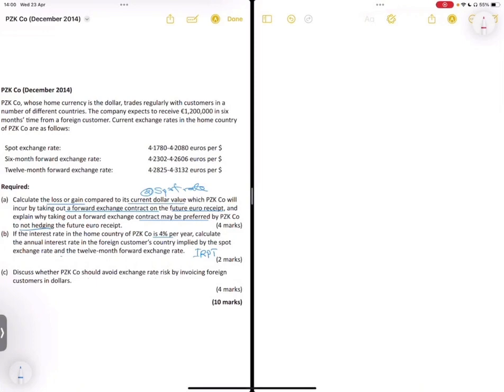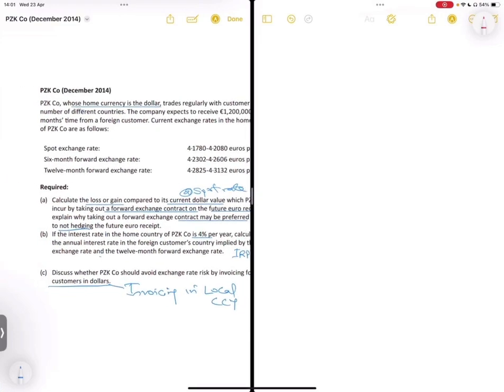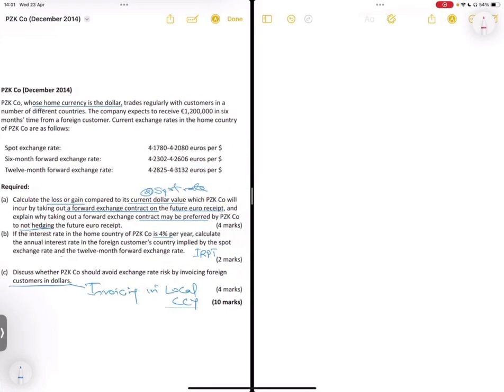Discuss whether PZK should avoid exchange rate risk by invoicing foreign customers in dollars. So PZK's home country currency is dollar, so that means invoicing in local currency. That's what they're asking here. So should we do invoicing in local currency? And this is talking about one of those internal methods of hedging, invoicing in local currency. So they're asking us, should this company use that approach? So those are the three requirements that we want to deal with quickly.